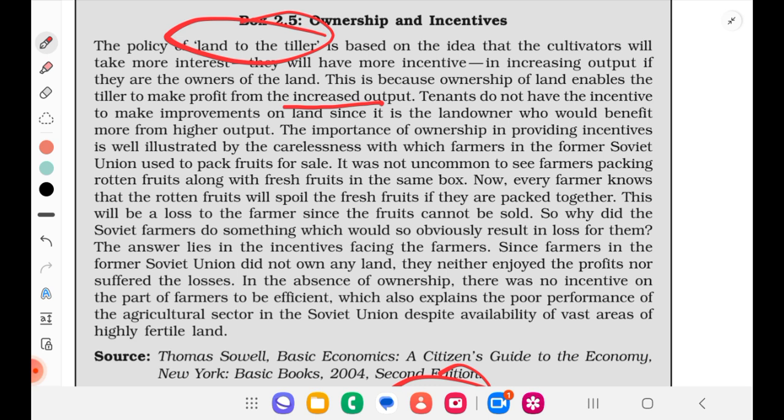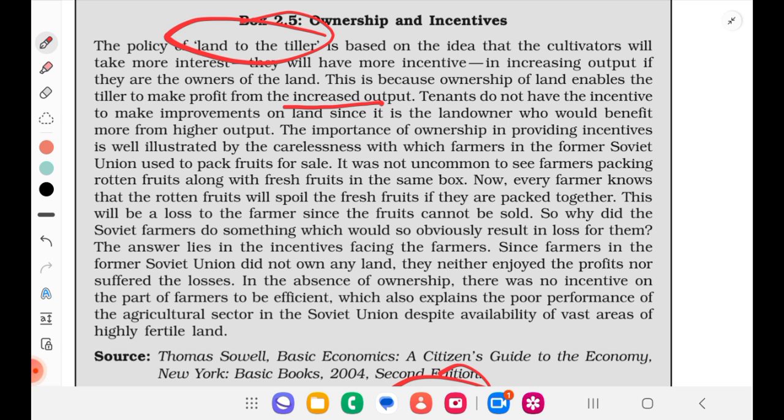Now every farmer knows that the rotten fruits will spoil the fresh fruits if they are packed together. This will be a loss to the farmer since the fruits cannot be sold. So why did the Soviet farmers do something which would so obviously result in loss for them? The answer lies in the incentives facing the farmers.